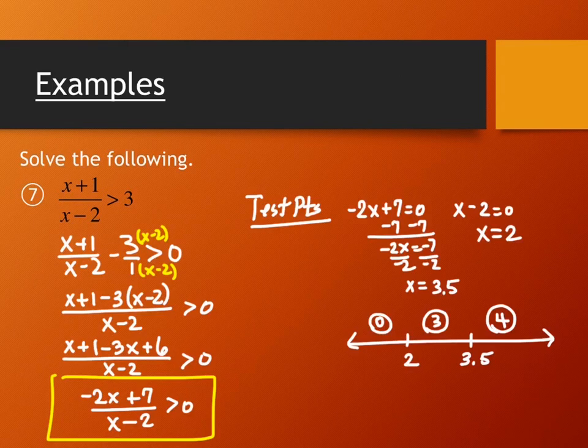So we didn't actually talk about this, so let's pause for a second and do this. Obviously, x equals 2 is not allowed because it's in the denominator. It would make the denominator 0. So I have an open circle on x equal to 2. What's going to happen at 3.5, though? It makes the numerator 0.